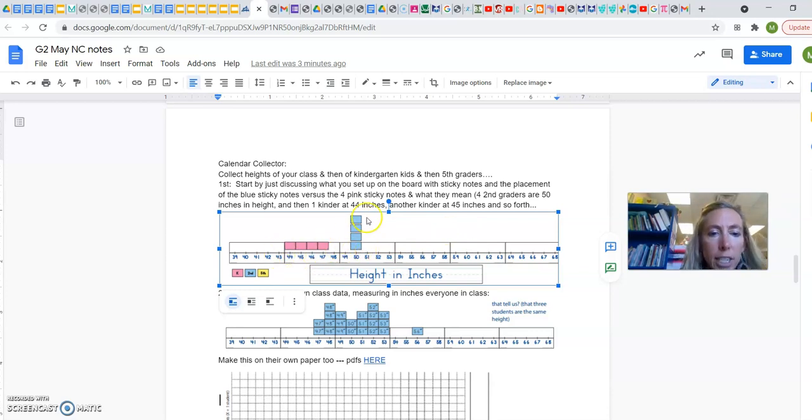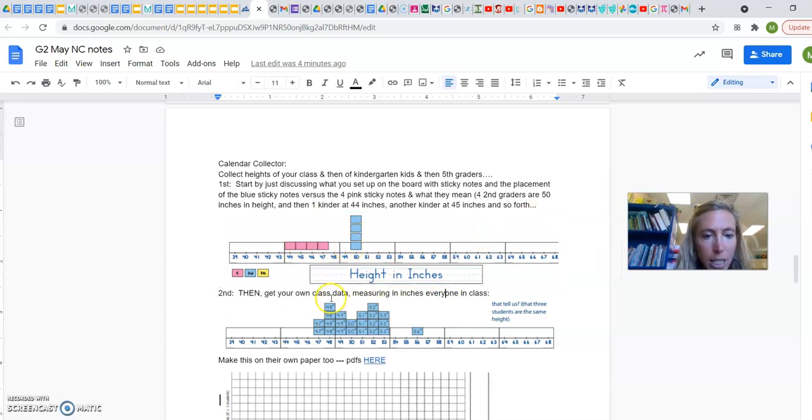And so they're going to have to decipher, okay, those are blue sticky notes, and blue is for second graders. And it says the name of this is height in inches. So that must mean that 4 second graders were 50 inches tall. Then we can look and see how tall 50 inches is, see if anyone in class is 50 inches. Then what are these pink ones then? Oh, well, pink is kindergarten. So there are 4 kindergartners that are not all 44 inches. One of them was 44, one of them was 45. So this is just looking at one that's already done and kind of talking about it.